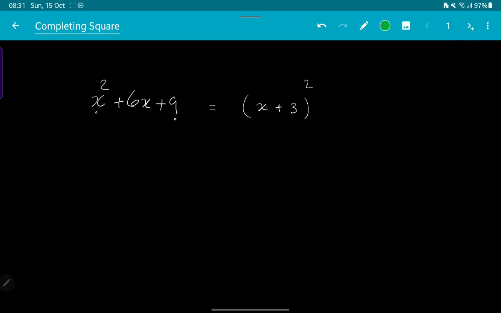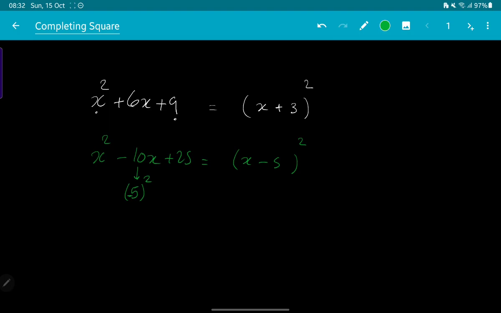Try different examples. x squared plus 10x plus 25. Is it perfect? Half of 10 is 5. Then 5 squared is 25. So this is a perfect square, and we can rewrite this as x plus 5. If this was minus, this will be negative 5. Negative 5 squared is also 25. So this will be minus.